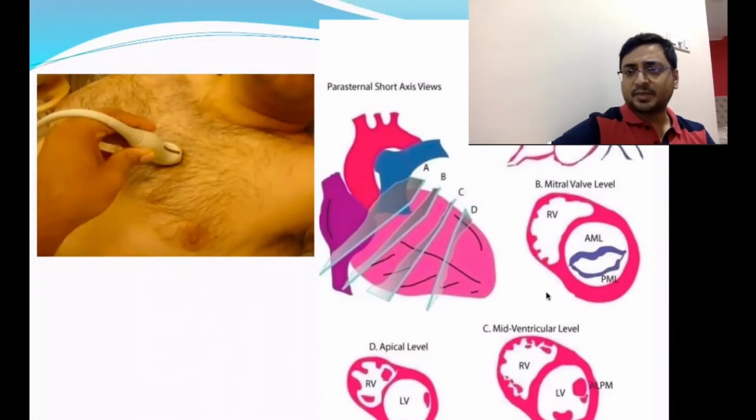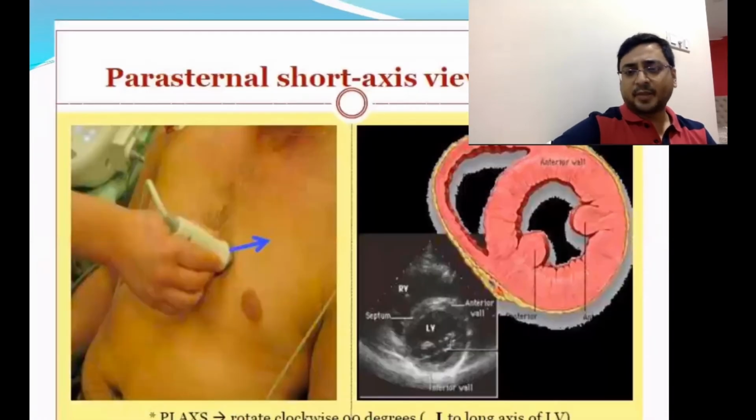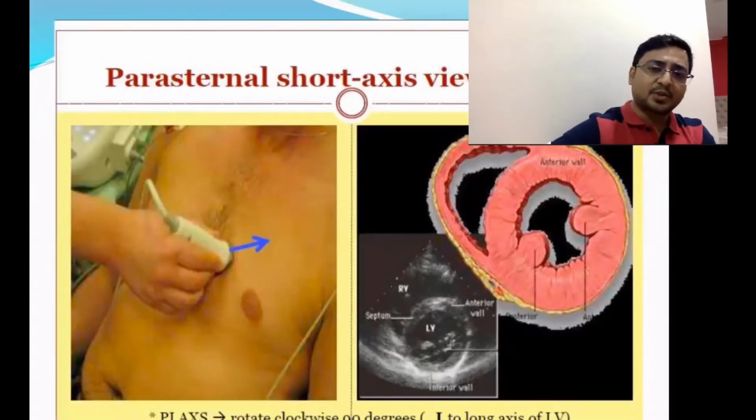You can see the mitral valve leaflets, anterior mitral leaflets as well as posterior leaflets, and at the papillary and apical level, we can also examine some of the septum as well as the overall left ventricular wall. So this is the parasternal short axis view. The important point is that the pointer is directed towards the left shoulder.